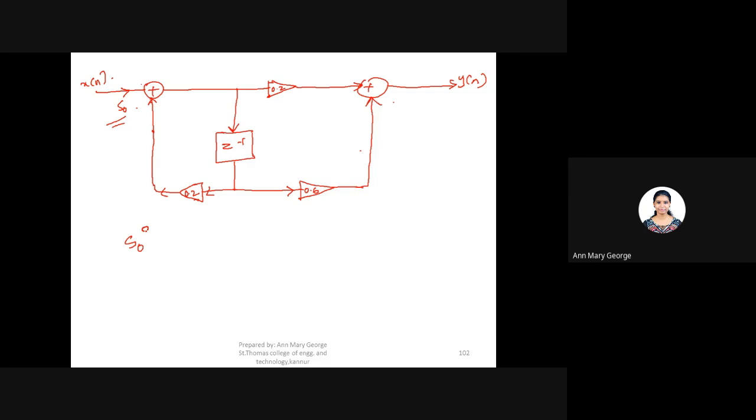We have S0 square as 1 by I, where I can be written as 1 by 2 pi j the integral of z inverse dz by d of z and d of z inverse. Okay, this will be the equation.